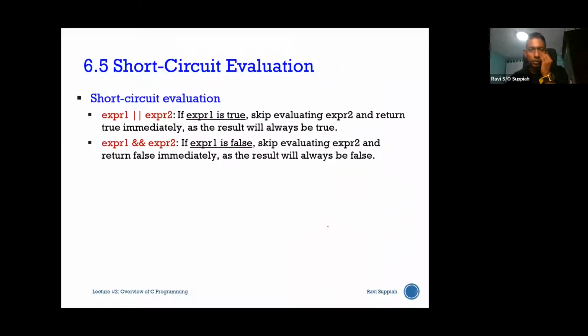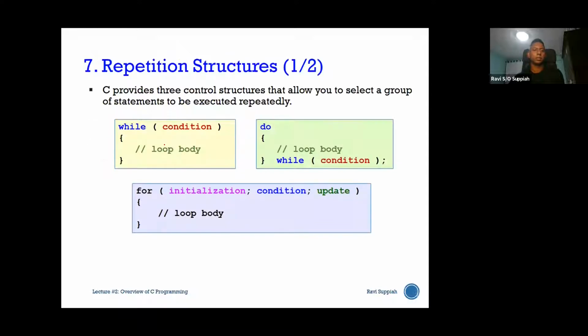In terms of short circuit evaluation, when you're doing an OR operation, as long as one of them is true, automatically you can say the result will always be true. Because in an OR operation, as long as one is true, everything is true. In an AND operation, as long as one is false, the entire result is false, because you want everything to be true. So that is the short circuit evaluation that the C compiler might do.